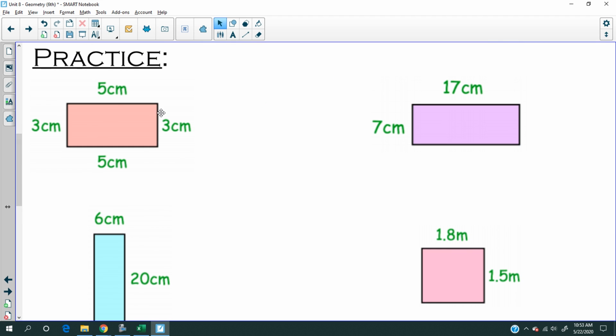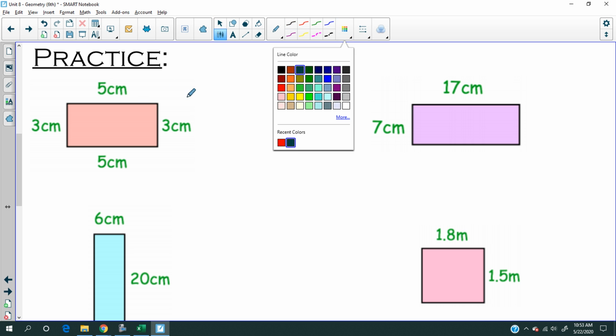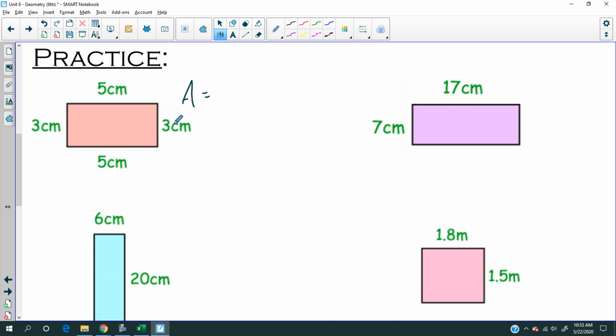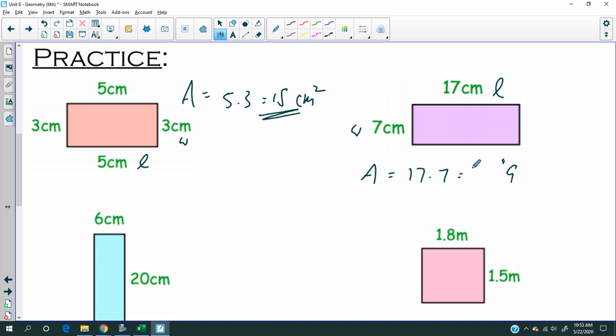So I'll do 2 of these with you, and then I'll let you practice. So here, what's the area? Length times width. So 5 times 3, 15 centimeters squared. That's how you do it. Length times width. You see why I only want to spend a day on both of these topics, right? So let's see, 17 times 7. 7 sevens, 49. 7 times 1 is 7 plus 4. 7 plus 4 is 11. 119 centimeters squared.